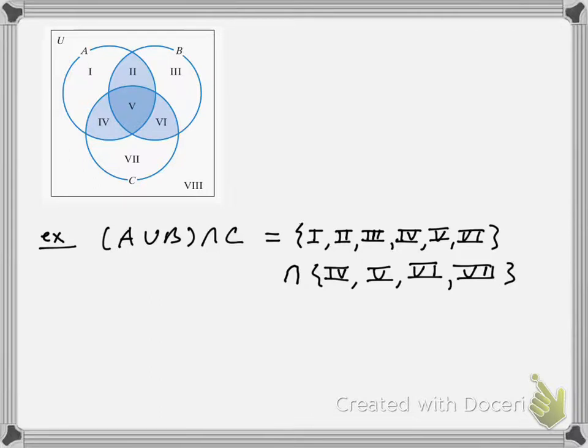Okay, that's C. So A union B is the combination of A and B, or things that are in A or B, so that'd be all those regions. And then C is 4, 5, 6, and 7. So what's the intersection? Well, it's pretty clear. They intersect at region 4, and at region 5, and at region 6. Okay, so this equals regions 4, 5, and 6, the 3 regions. Okay? Let's erase that. Let's try another one.